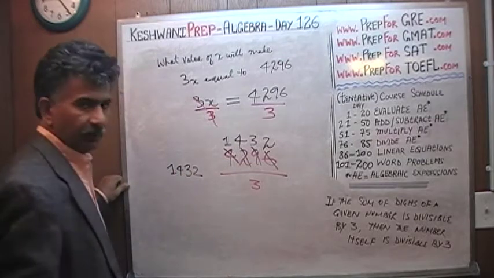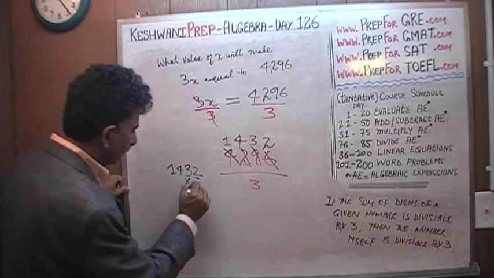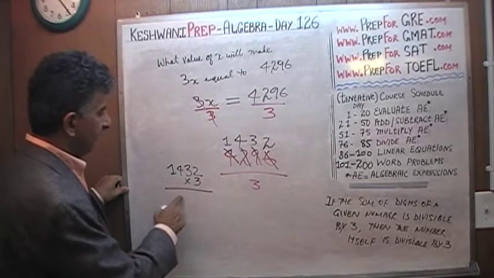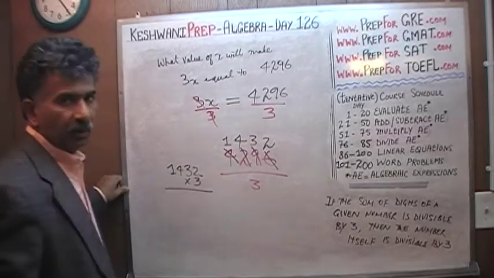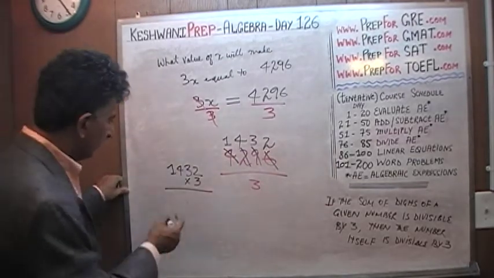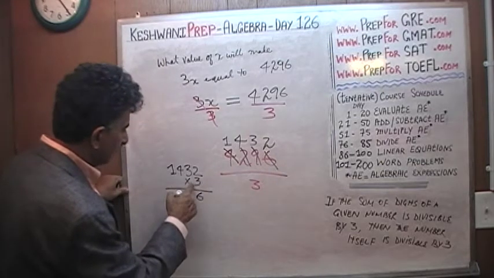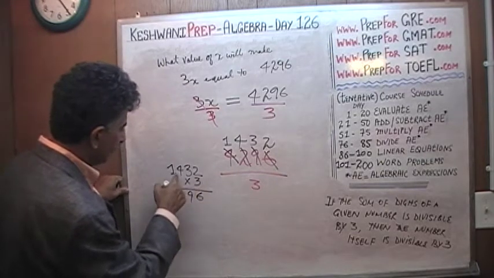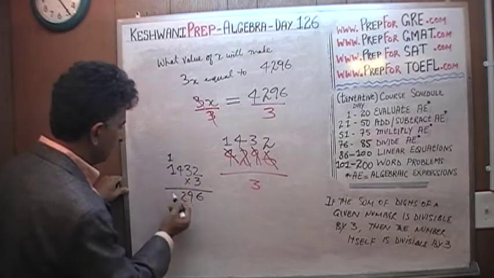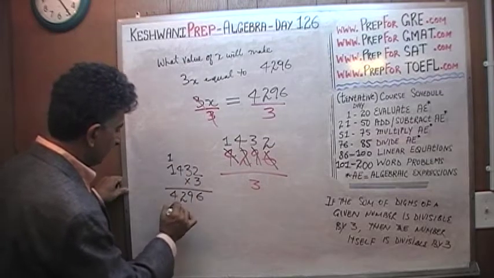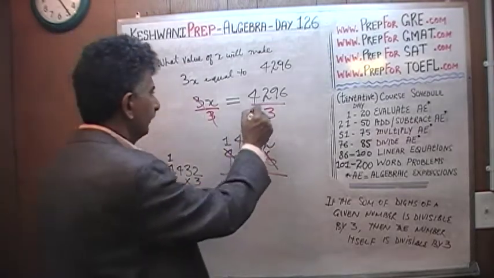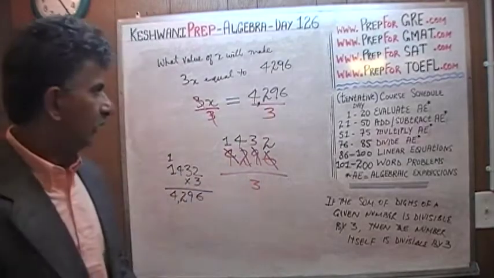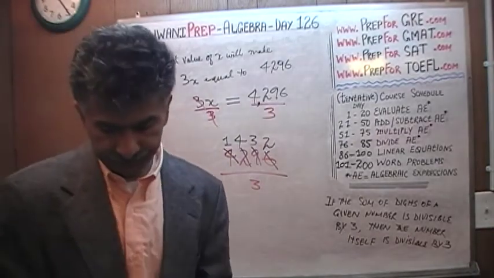1,432 is the answer. Now to verify it, we could quickly multiply it by 3 and see if we do indeed get 4,296 back. Let's find out. 3 times 2 is 6, 3 times 3 is 9, 3 times 4 is 12, carry 1, 3 times 1 is 3 plus 1 is 4, voila. 4,296 is exactly what we started out with.